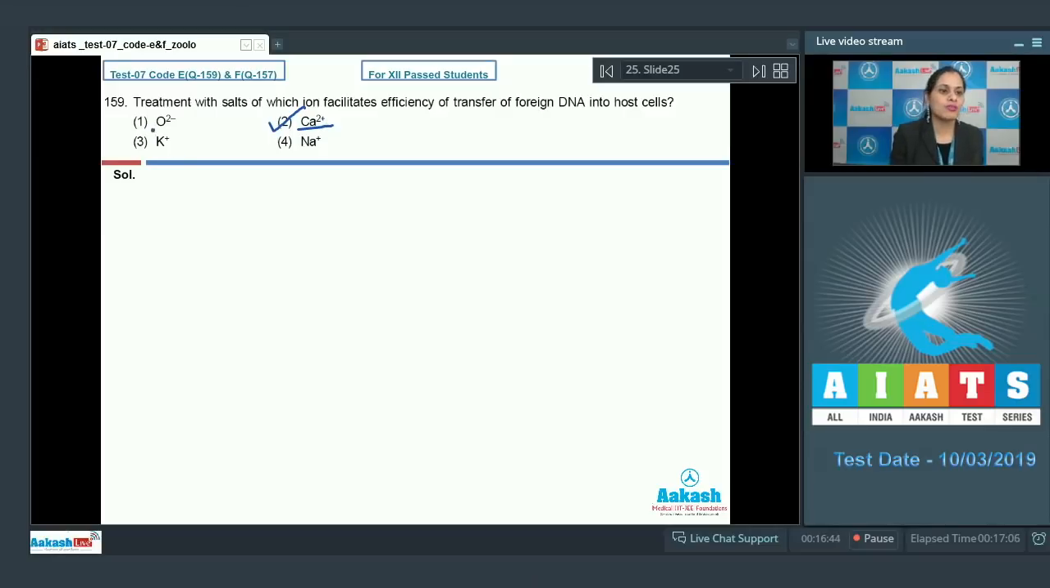The rest of the options, oxygen ions, potassium ions and sodium ions, are incorrect because we need divalent cations for it. So the correct answer to this question is option number 2. Let's proceed to the next question.